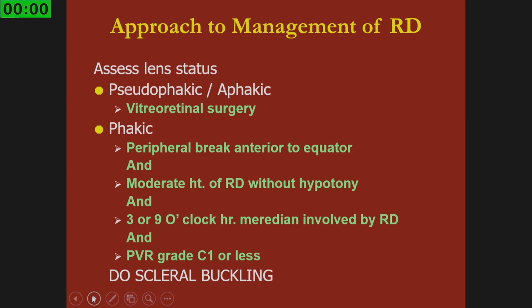If it's phakic, with a peripheral break anterior to the equator, moderate height of RD, not much hypotony, and the 3 and 9 o'clock meridians involved by the RD, these are situations where a scleral buckling is the preferred mode of treatment.